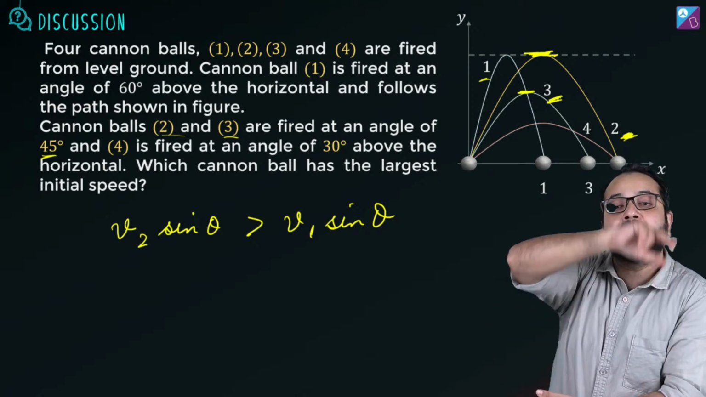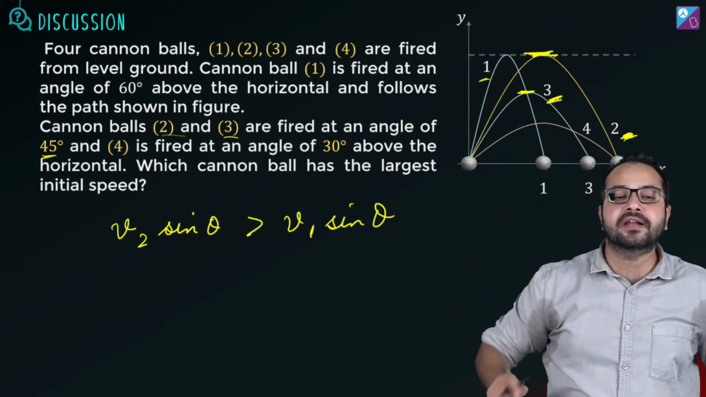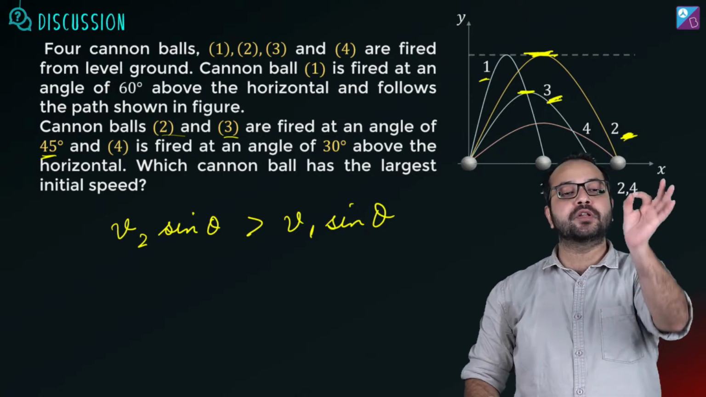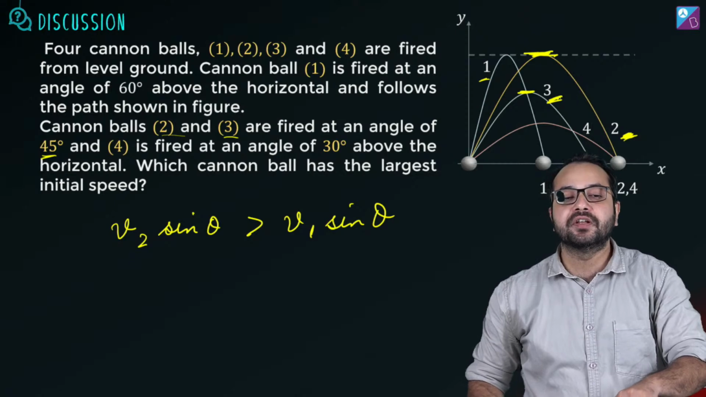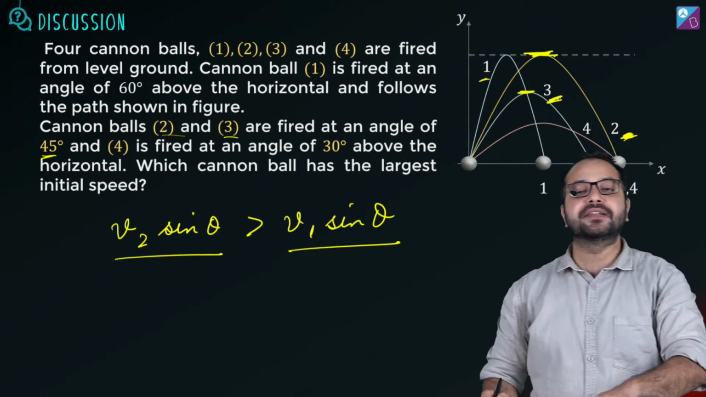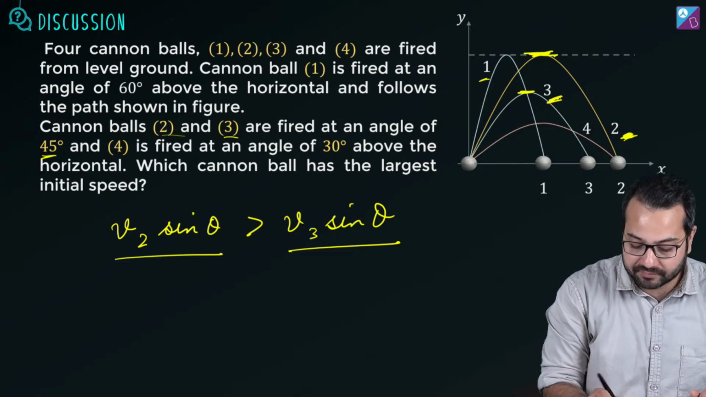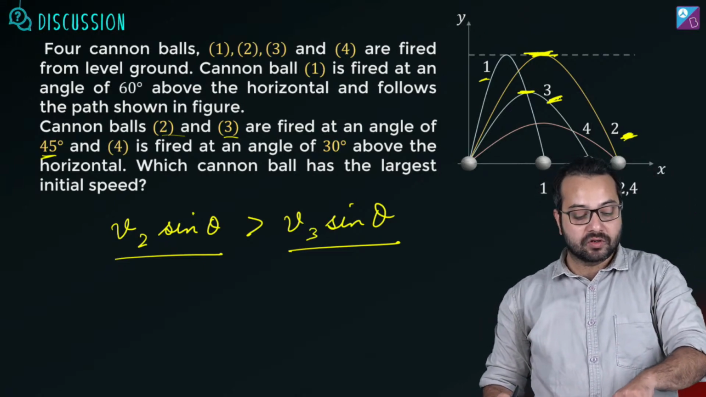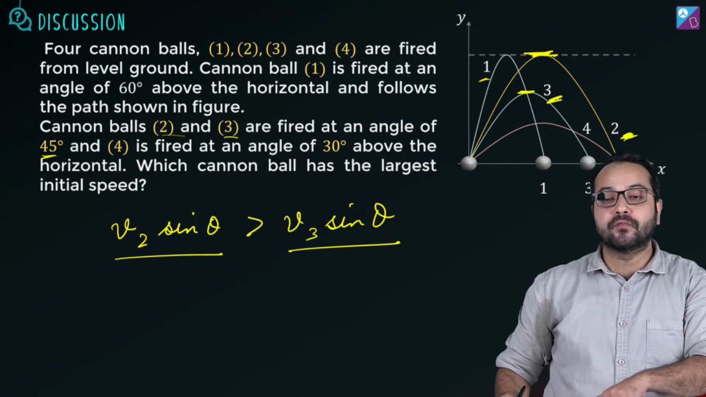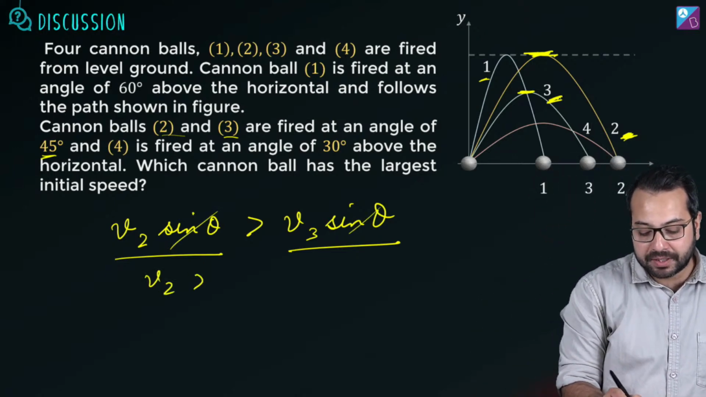So which has a higher vertical displacement, or can I say which one has a greater maximum height? 2 has a greater maximum height. And if 2 has a greater maximum height, it only depends on the vertical velocity. So the vertical velocity of 2, which is v2 sine theta, should be greater than the vertical velocity of 3, which is v3 sine theta. Now sine theta and sine theta is same, so v2 will be greater than v3 as well.